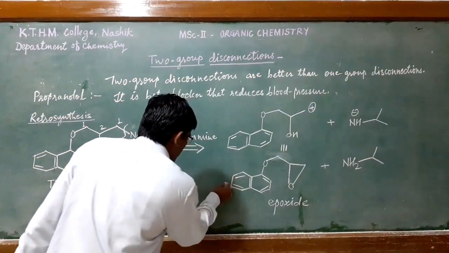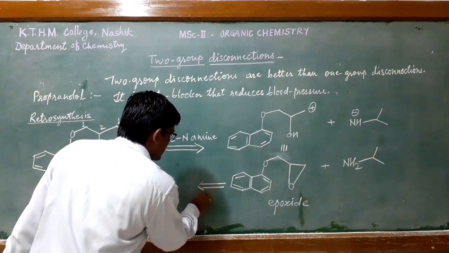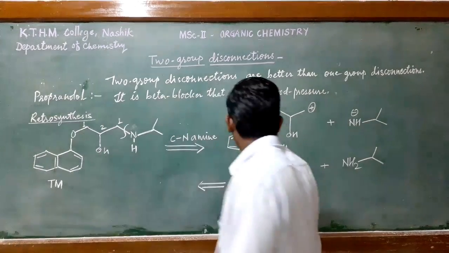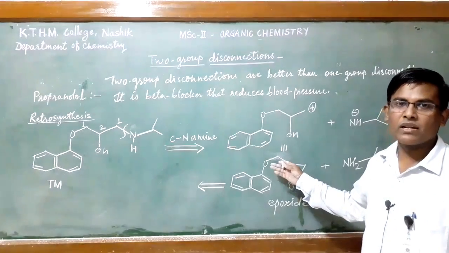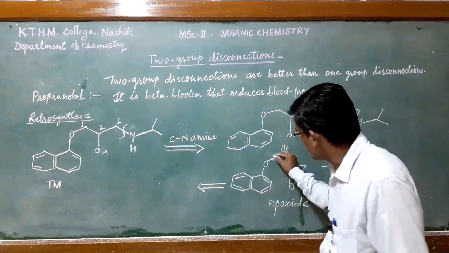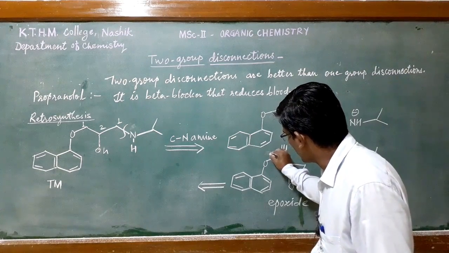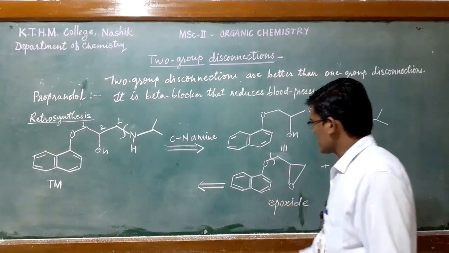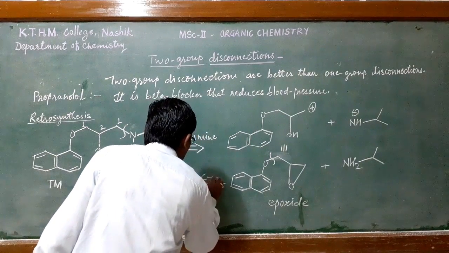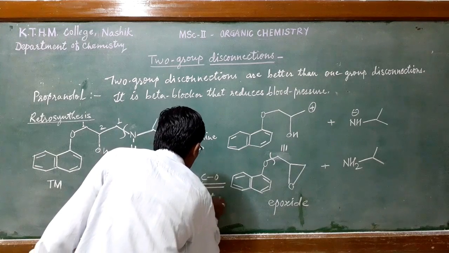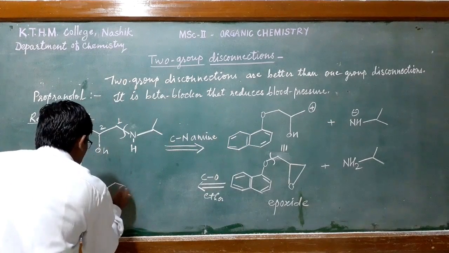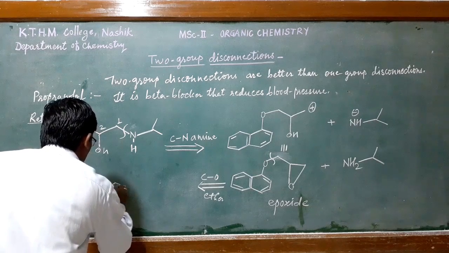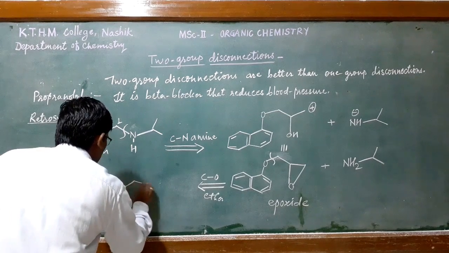So, we can disconnect further. Now, one of our guidelines suggests if your molecule has a heteroatom, the disconnection should be next to the heteroatom. So, we can disconnect this bond, let us say the CO ether bond. So, we could get these starting materials.